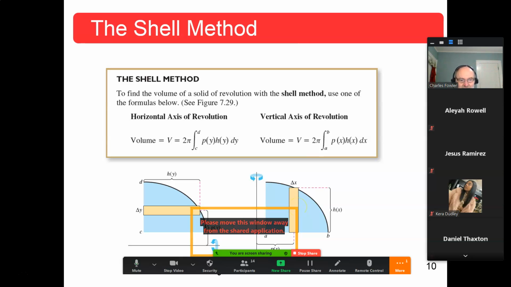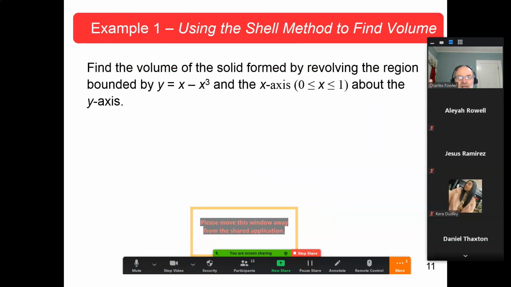Okay, now here's example 1. This is over on the bottom half of page 466. Find the volume of the solid formed by revolving the region bounded by y equals x minus x cubed and the x-axis, between when x is going from 0 to 1, but you're revolving that around the y-axis. Okay, now let's go to the y.